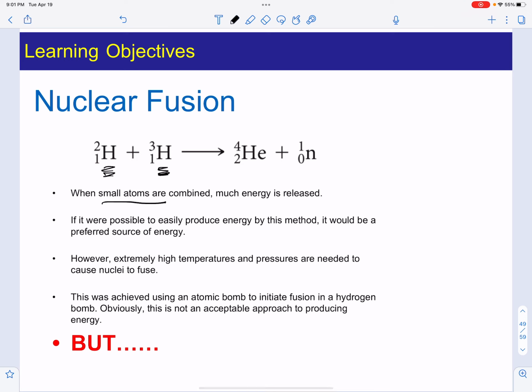So two small atoms are being combined. If we can master this and produce energy, this would be the preferred source of energy because it doesn't generate radioactive waste. However, as of today, for this to happen, you need extremely high temperatures and pressures, which are the conditions you have at the sun and other stars.